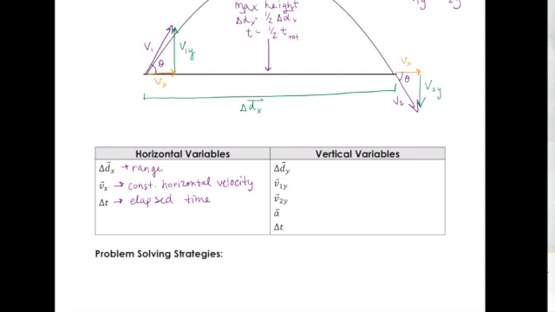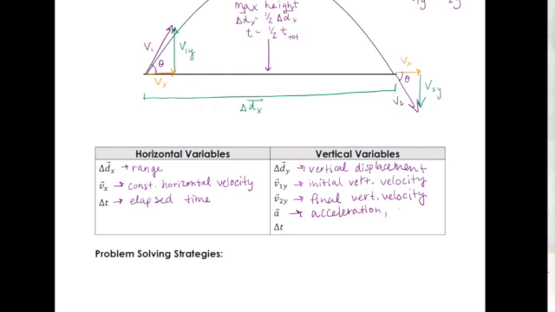For your vertical variables, here are the 5 different variables. We have the vertical displacement, the initial vertical velocity, the final vertical velocity, acceleration, and remember this is gravity, so 9.8 meters per second squared or negative 9.8 meters per second squared, depending on how you set up your positive and negative directions, and then elapsed time.